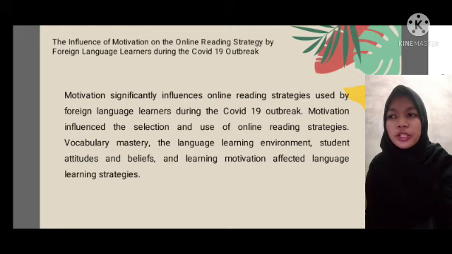Okay, next is the influence of motivation on the online reading strategy by foreign language learners during the COVID-19 outbreak. So motivation significantly influences online reading strategies used by foreign language learners during the COVID-19 outbreak. Motivation influences the selection and use of online reading strategies and vocabulary mastery, that is the language learning environment, student attitudes and beliefs, and learning motivation affected language learning strategies.